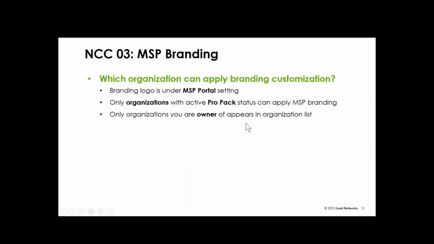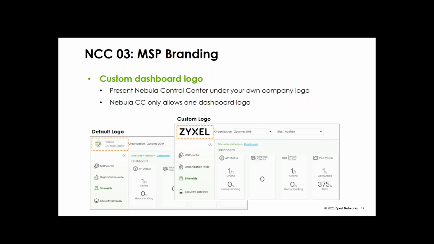So which organization can apply branding? Basically, the branding logo is under the MSP portal configuration page of the Nebula Control Center. Only organizations which have professional pack licensing applied can apply the branding. And obviously the other thing is that you need to be the owner of the organization. So if you were somebody from another organization that had administrative rights, you can't go in there and change your branding. And this is just a screenshot from the Nebula Control Center screen.